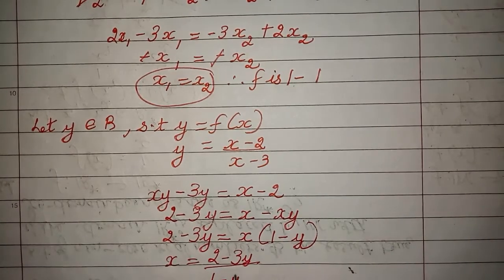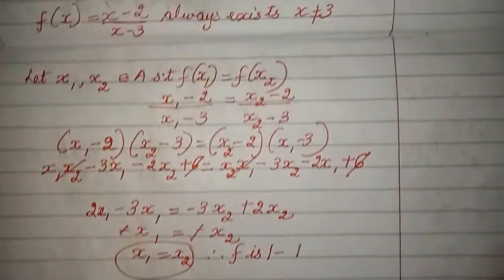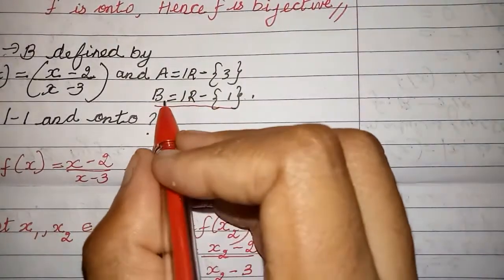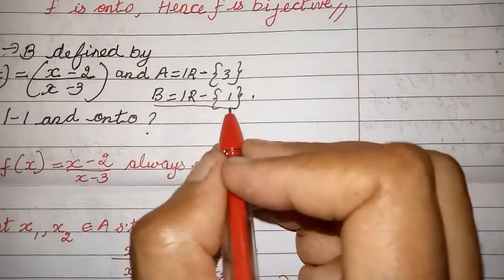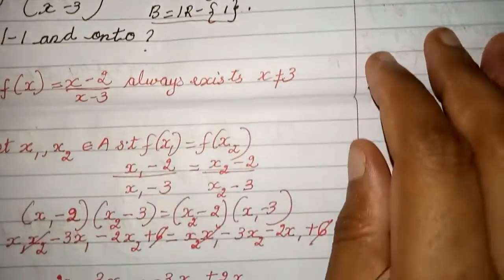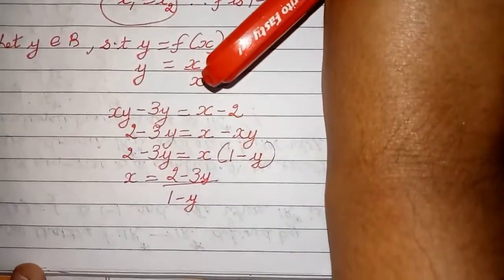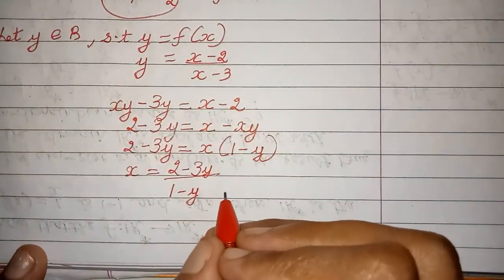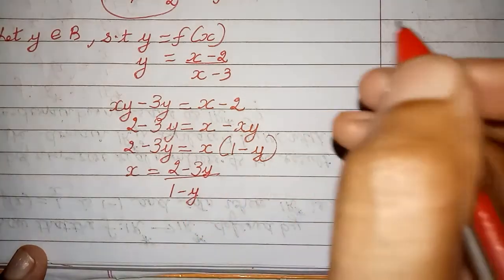Now you can see that 1 minus y is coming in the denominator. Now you can be sure why B is given to be R minus {1}, right? Because somewhere in the calculation 1 will be coming in the denominator. So in order to make it well defined, they have given that exclusion.